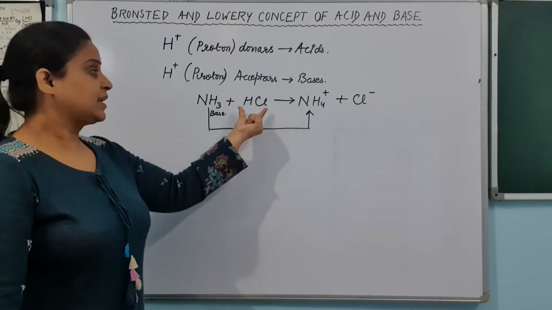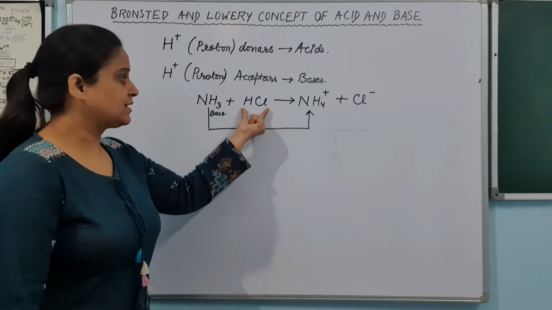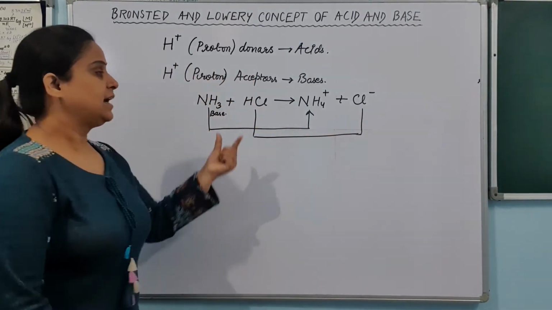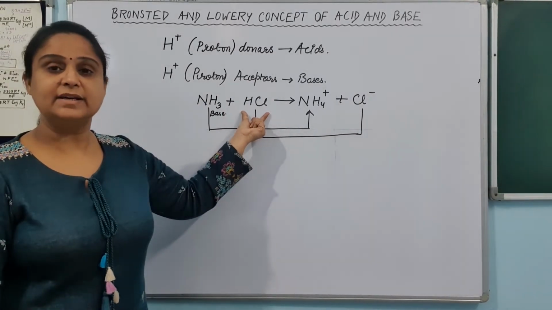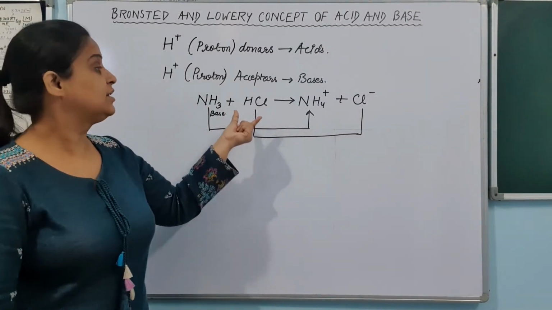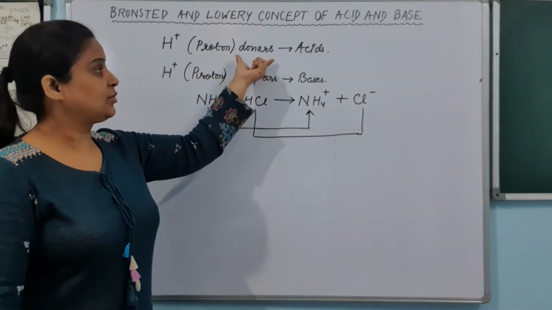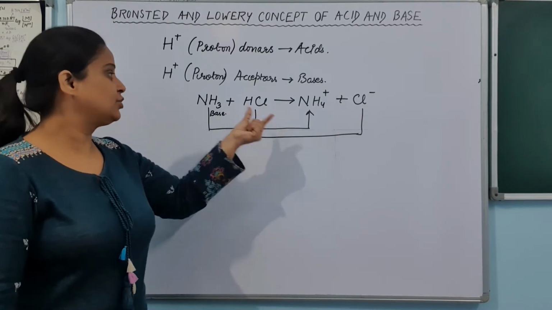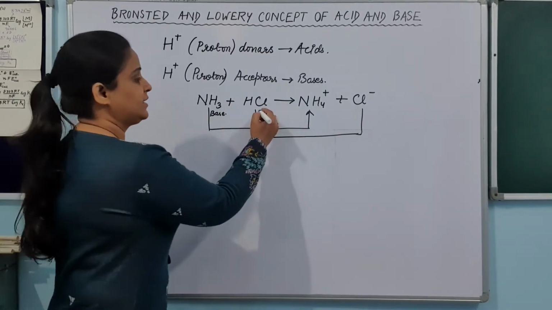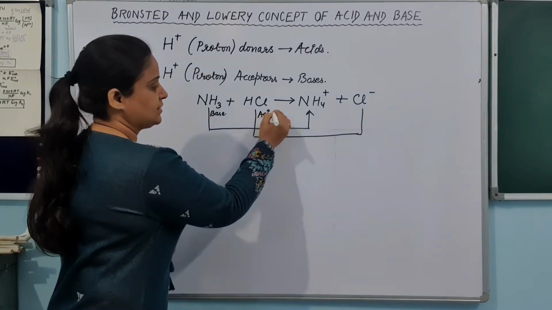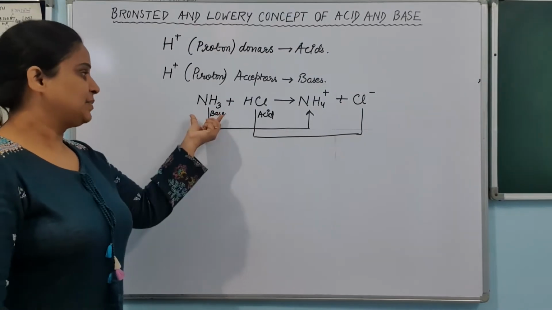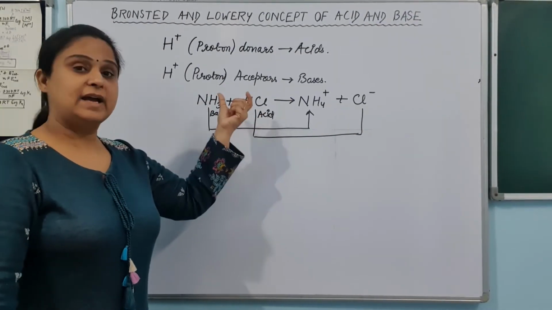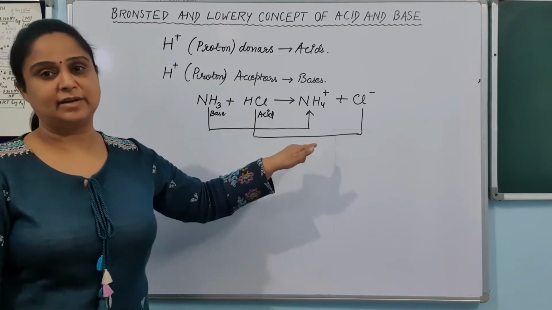In the same way, if I observe this HCl, it is turning into Cl-. What has it done to turn into Cl-? It has lost its H+ ion. Can you see there? H+ ion donors are acids. Because it has donated its H+ ion to the ammonia, it is working as an acid here. So in this case, the base is ammonia because it has accepted the proton, and HCl is the acid which has donated the proton.